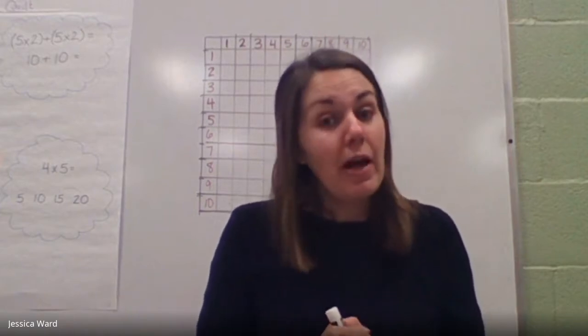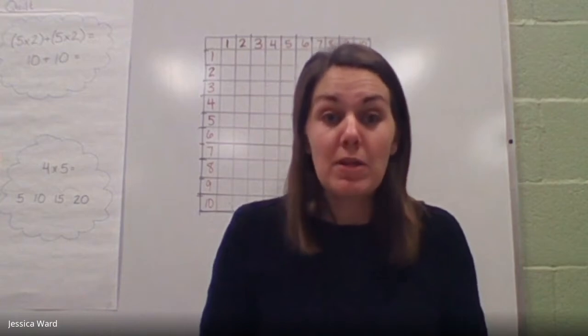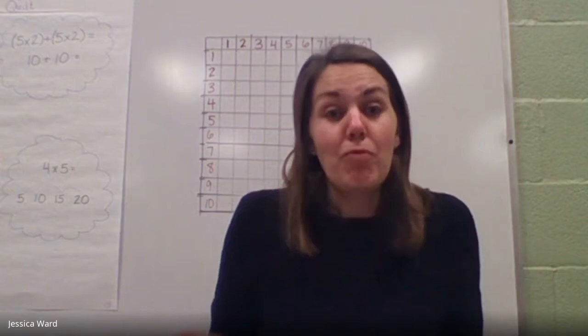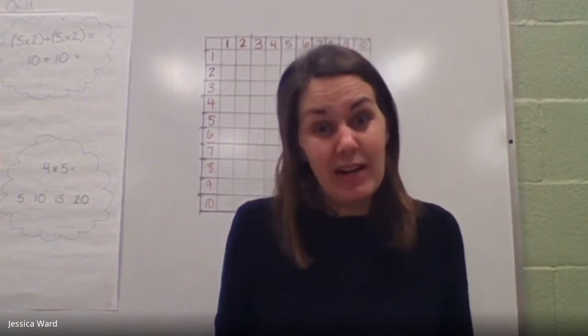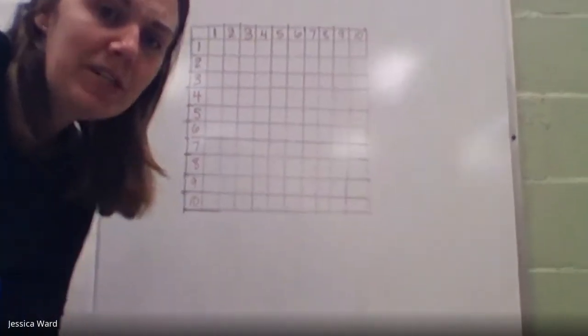We also talked about another identity property, which is for 1: any number times 1 is going to be itself. So for example, if I have 5 groups of 1, I have 5 altogether. If I have one group of 5, then I still have 5 altogether. So we're going to go ahead and start. I'm going to zoom in just a little bit.